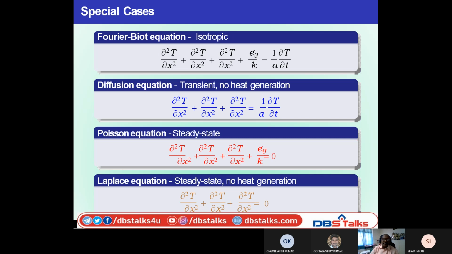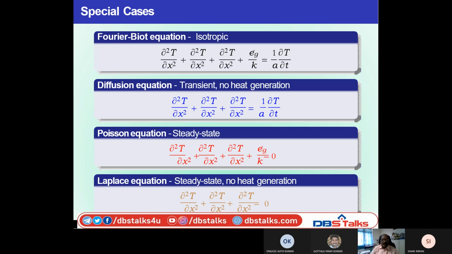Suppose it is a steady state, what happens? Dou T by dou t equals 0. Then the equation becomes dou square T by dou x square plus dou square T by dou y square plus dou square T by dou z square plus Eg by k equals 0. This equation is called Poisson's equation.